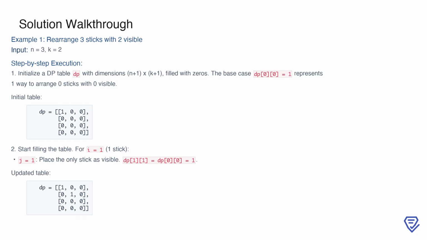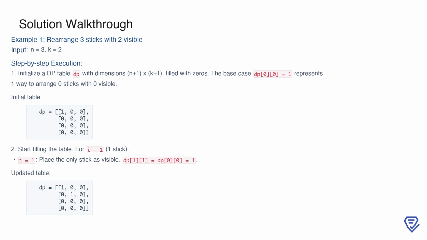To solve this problem, we use dynamic programming. First, we need to initialize a dp table with dimensions n+1 by k+1, and fill it with zeros. The base case is dp[0][0] equals 1, which represents the one way to arrange 0 sticks with 0 visible. Starting with this base case, the initial table looks like this: rows represent the number of sticks n, and columns represent the number of visible sticks k.